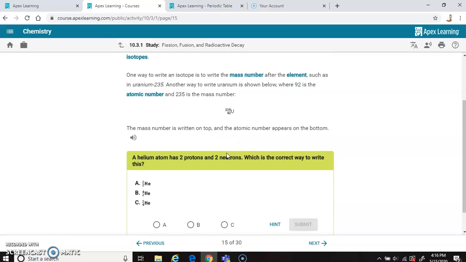Okay, so helium, for example, what is the correct way to write this? It has 2 protons and 2 neutrons. Now it's not going to be 2 and 2, because remember, the number on top is our total. Add those 2 together. So the number on top should be 4. That's our mass number. And the bottom is the number of protons, which is 2. So it's B.